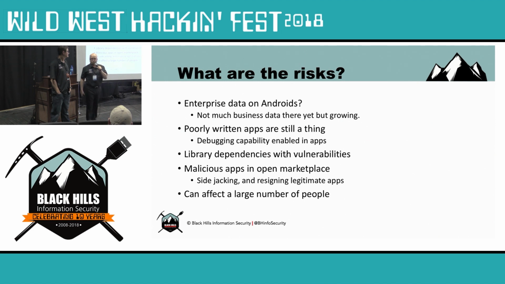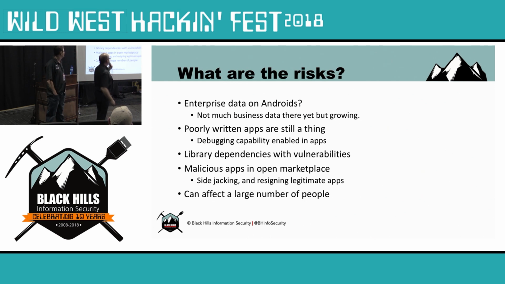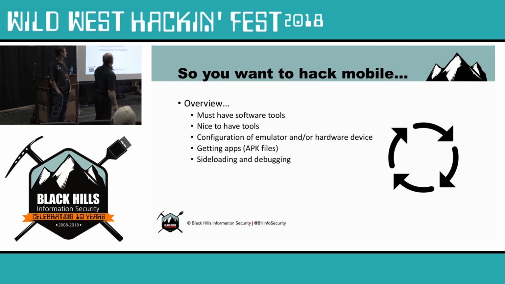Of course they are. In fact, we've got some samples we'll talk about later where we've tested some mobile apps, and we found dependency issues in the stack, in the app, where some sort of library dependency or API that the developer has used has some poor functionality remaining in it, like debugging capability, for example, right? Library dependencies with vulnerabilities, yes, that really happens. Okay, back again. Malicious apps in the open marketplace, well, I think we just covered that. Okay, sidejacking, re-signing legitimate apps, and then, of course, you can affect a large number of people. So there's all sorts of fun that can be had here.